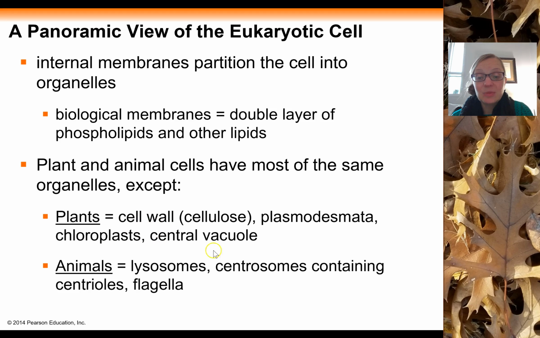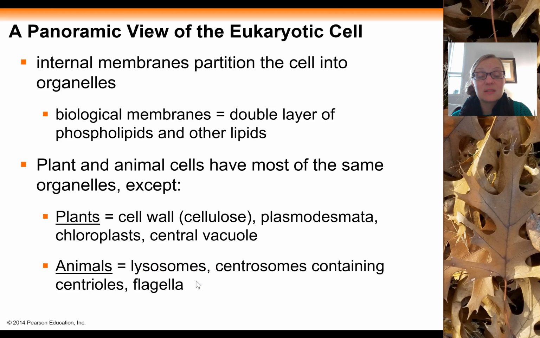And then lastly, plant cells also have something called the central vacuole. Now, there are different kinds of vacuoles. Plants specifically have a central vacuole, which is a really large sort of holding tank on the inside of the cell. And so those are all components that animal cells lack. On the other hand, what do animal cells have that plant cells lack? So animal cells have lysosomes.